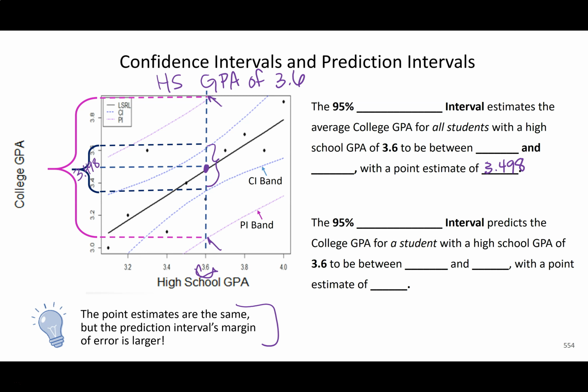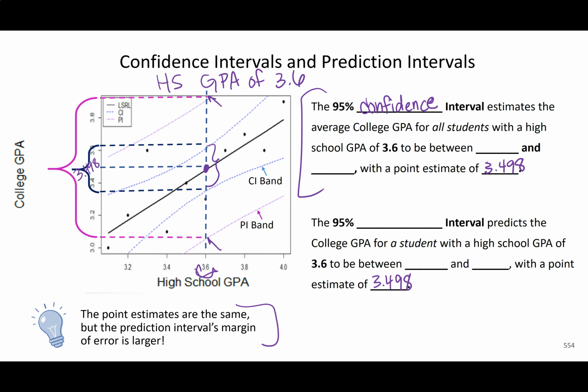Sorry, if you have a previous copy of the notes, you might notice I corrected a typo here. So high school GPA should say high school GPA there. So looking here, I have the 95% blank confidence interval estimates the average college GPA, so average GPA for all students. This tells me this is going to be a confidence interval. So I kind of gave it away. I'm really great at telling the punchline before the joke. And yeah, it's just never great.